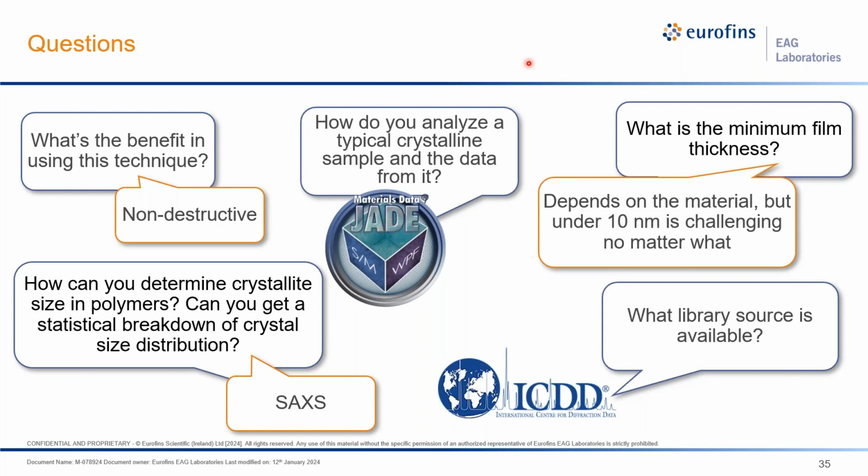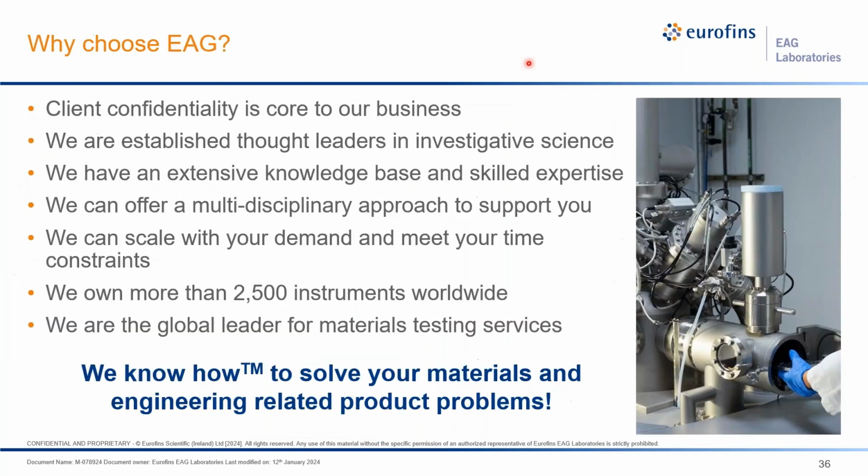And when we're doing this phase identification and we're matching these phases, we're matching them against a database, and the database we use is through the ICDD, and our database has over 500,000 inorganic compounds and 500,000 organic compounds.